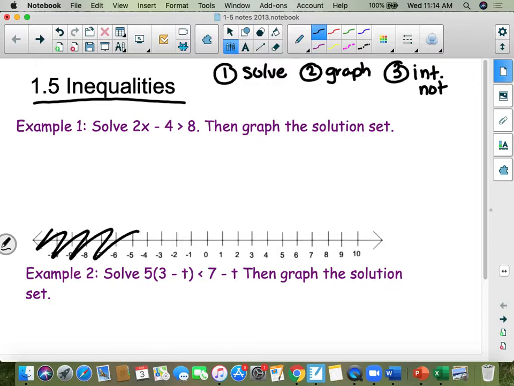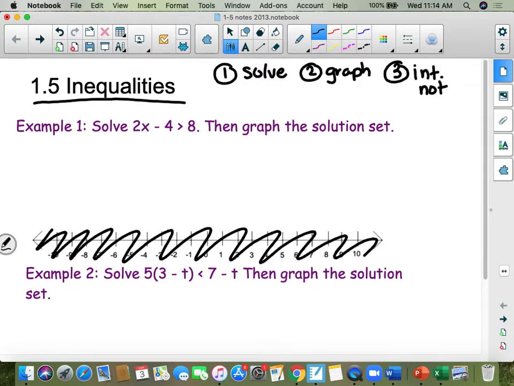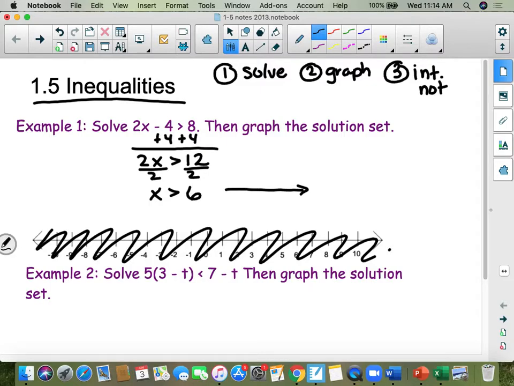I don't make a number line like this, so let's take that off. So, okay, here we go. We're going to add 4 to both sides. You get 2x is greater than 12. Divide both sides by 2. X is greater than 6. Okay, I solved it. Second thing I'm going to do is graph it.